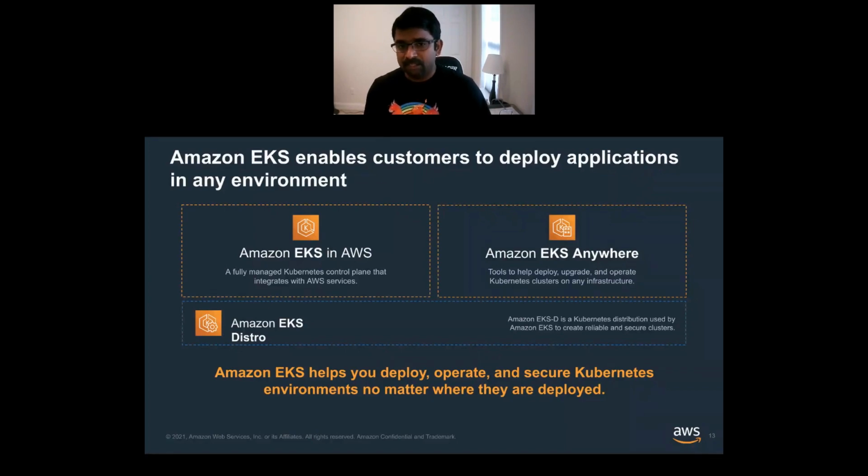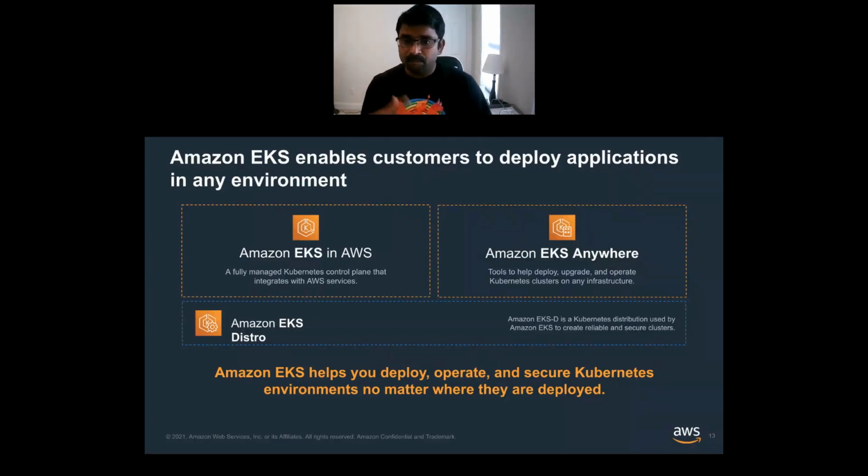One is EKS Distro. With EKS Distro, the open source version of EKS, basically the EKS version that we run on cloud, we made it open source and are providing it to the customers. So it is the complete version that is powering EKS. It's the same exact major, minor, and patch level that is available for customers to deploy on their on-premise infrastructure. The other announcement we made is EKS Anywhere.